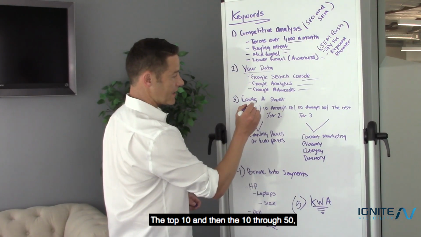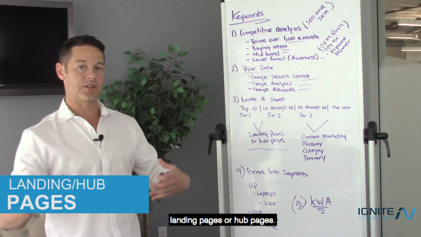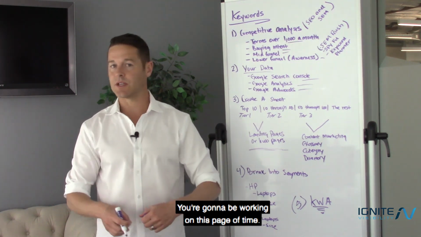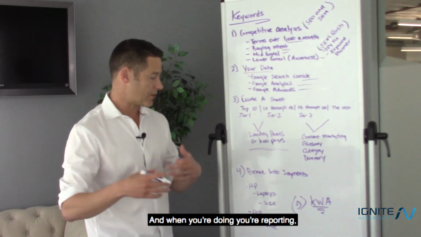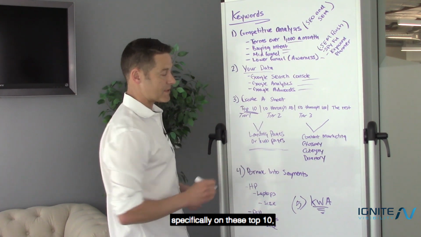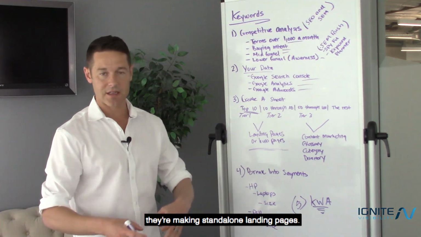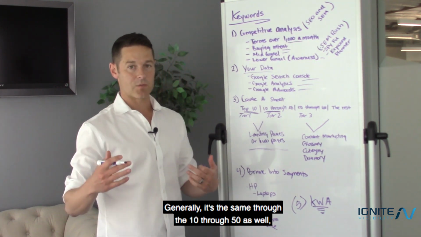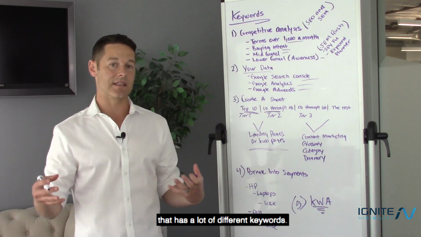Now here's the next step, okay? The top 10 and then the 10 through 50, generally these end up being what we call landing pages or hub pages. So you're gonna make a specific page for this. You're gonna be working on this page over time. This is a super important page that you care a lot about. And when you're doing your reporting, you're going to want to be reporting specifically on these top 10 because they're gonna be the most important to the business. These are high conversion rates. You're making standalone landing pages. They really matter. Generally, it's the same through the 10 through 50 as well, especially as you build out the program, and especially if you're in a niche that has a lot of different keywords.